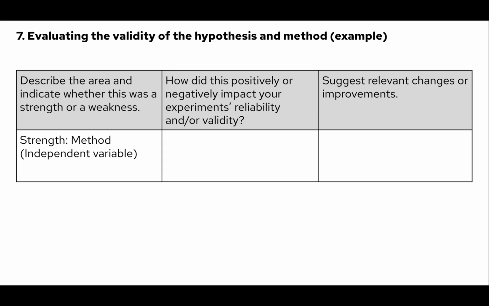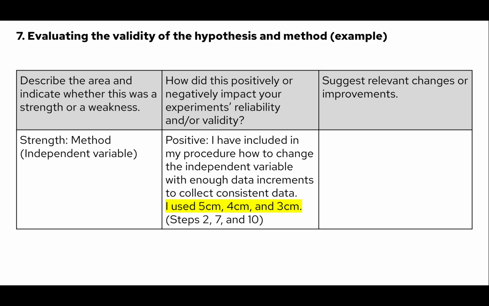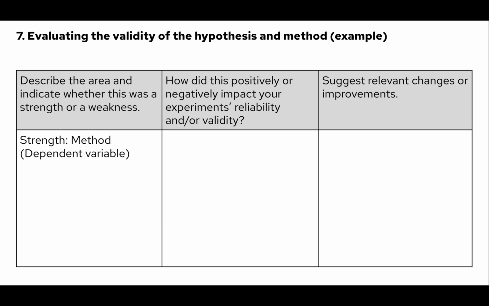Then I found a strength, and the strength was in the method, and this was my independent variable. And it was positive because I included in my procedure how to change the independent variable with enough data increments to collect consistent data. I used 5 centimeters, 4 centimeters, and 3 centimeters, and this can be found in steps 2, 7, and 10. There's no improvement because it was a positive impact.